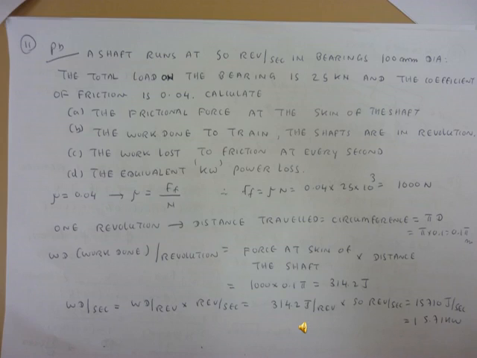The work done per second is equal to the work done by revolution multiplied by the revolutions per second. So 314.2 joules per revolution multiplied by 50 revolutions per second. So we got 15710 joules per second, or 15.71 kilowatt.